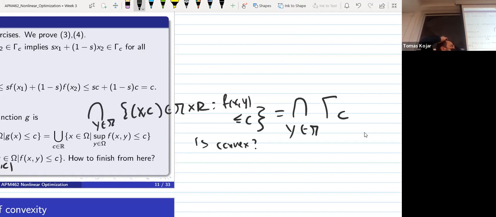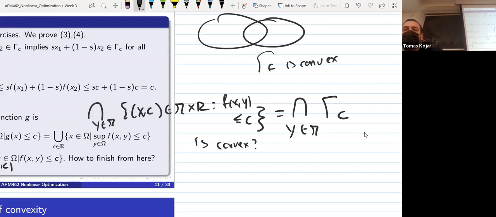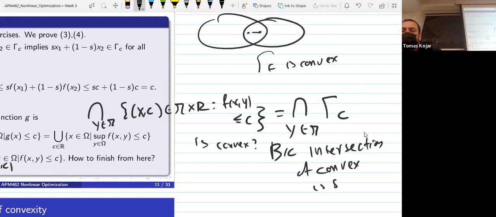Zoom people, class people, any people? Yeah, okay, good. Gamma C is convex. And we drew these nice pictures that intersection of convex sets is convex, because the intersection of convex sets is still convex. Yes, thank you, Daniel. Good. Everybody got it.